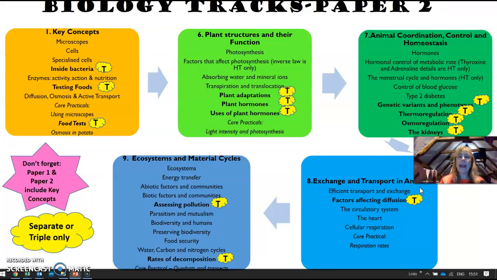So we're going to look and see what makes an efficient transport and exchange system in our body. We're going to look at factors affecting diffusion, which is for the triple award only. We're going to have a look at our circulatory system, so that's the heart and the blood vessels pumping and transporting everything around the body. We're going to look at the structure of the heart, and then we're going to focus on that incredibly important chemical reaction called cellular respiration. So that's the context of today's lesson, and we are going to focus on efficient transport and exchange.